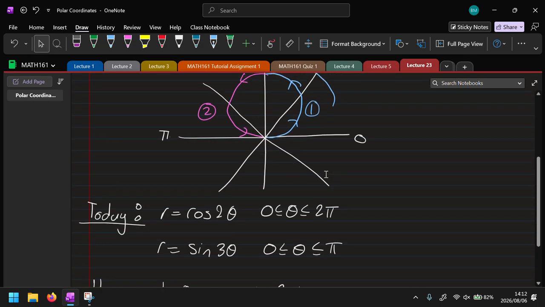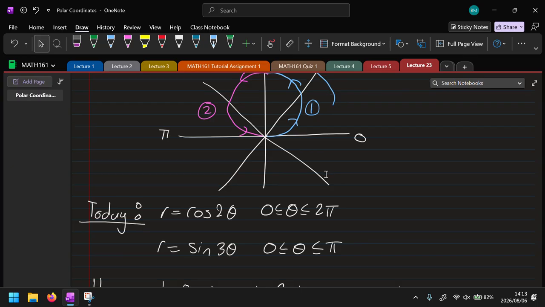Okay, so here we're going to look at cos 2 theta from 0 to 2 pi, and sine 3 theta from 0 to pi. This one over there, the cos 2 theta, that's about as difficult as it's going to get for tests and exams. So if you can follow along for that one, you'll be fine for the test and exams.